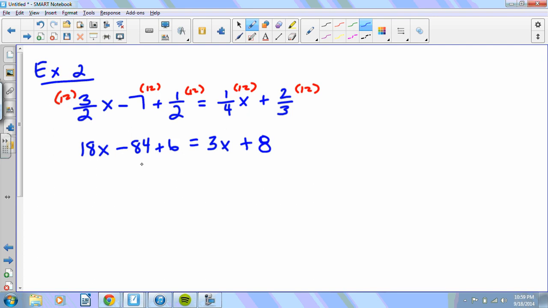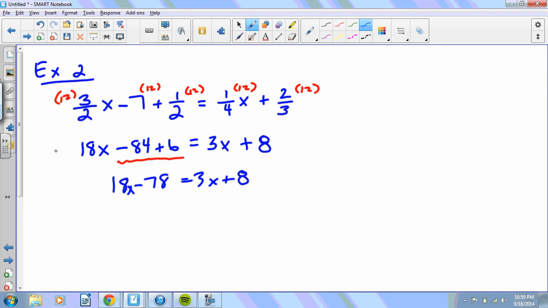Okay, so we look at that. We look for like terms. I have like terms here. So I'm going to combine those. So negative 84 and positive 6 is a negative 78. Oops, forget my x there. Will equal 3x plus 8.